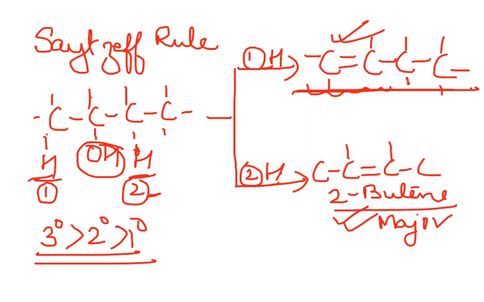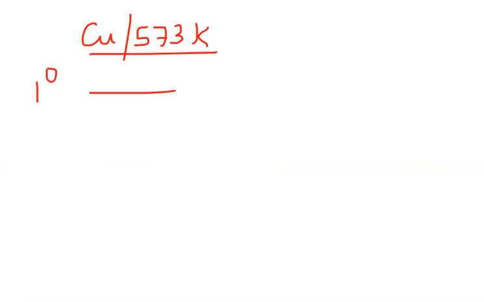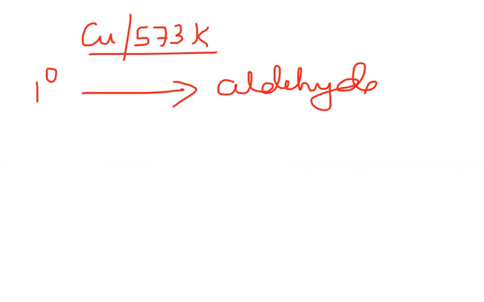And there is one more method by which you can differentiate between primary, secondary, and tertiary alcohols, but you will have to carry out further tests to identify them. That is passing the alcohol vapors through a hot copper tube, that is copper at 573 Kelvin. If primary alcohol is passed through this, then you will get an aldehyde. And if you are taking a secondary alcohol, then you will get a ketone.